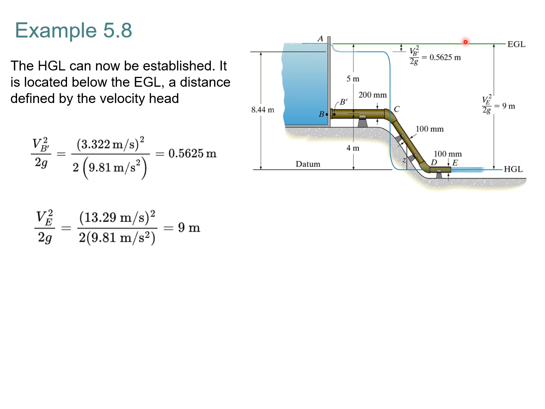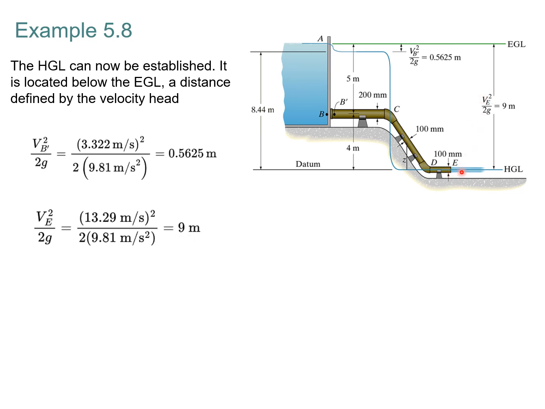So the green line is the energy grade line. The blue line is the hydraulic grade line. So the hydraulic line is going to change. It stays constant through here because again it's a constant diameter pipe. So it tracks along without changing until you get to C, because at C the velocity changes.